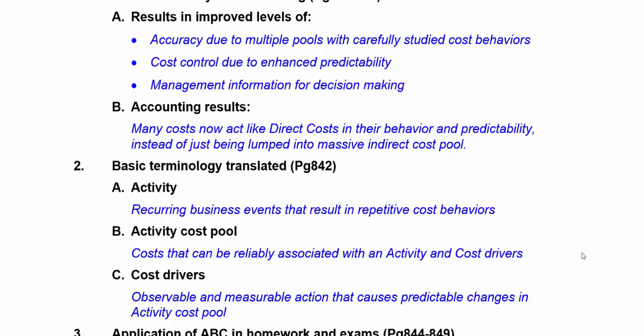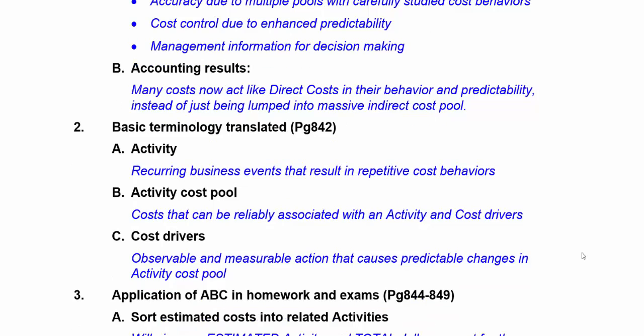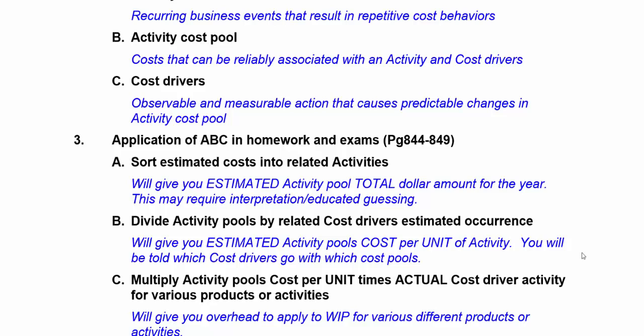The ABC system in homework and exams really breaks down to three kinds of problems. First, one is to sort estimated costs into their related activities. For example, you'd be given estimated activity pool total dollar amount for the year, and then you are to take specific costs and sort them into which activity they best relate to. So it might require some interpretation or educated guessing.